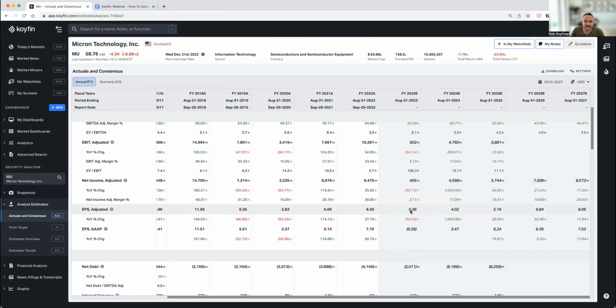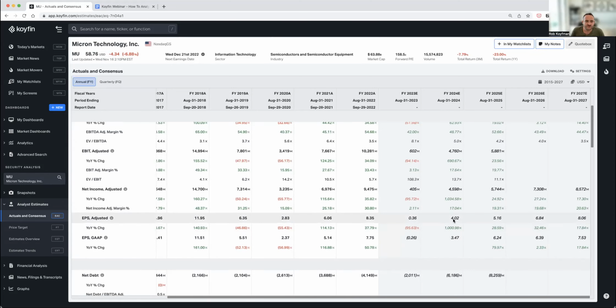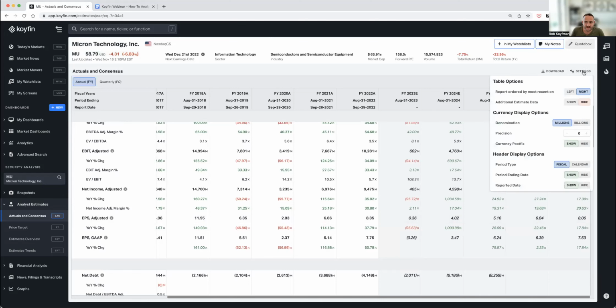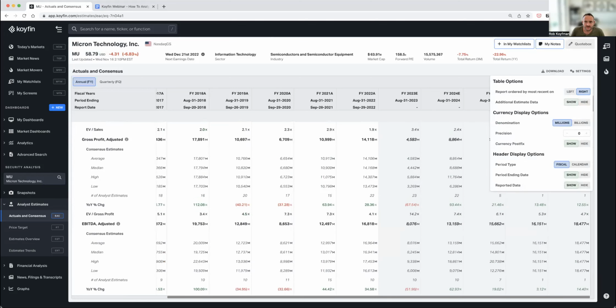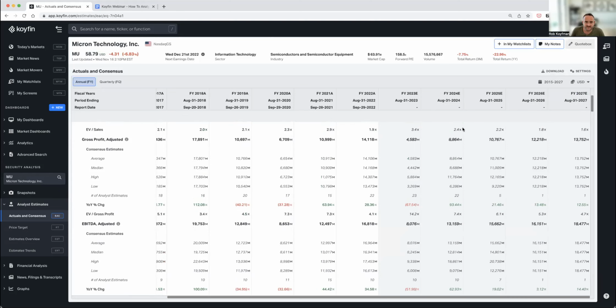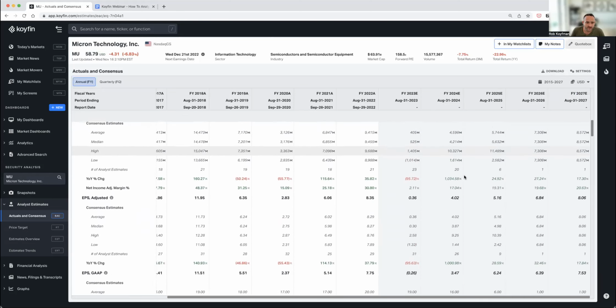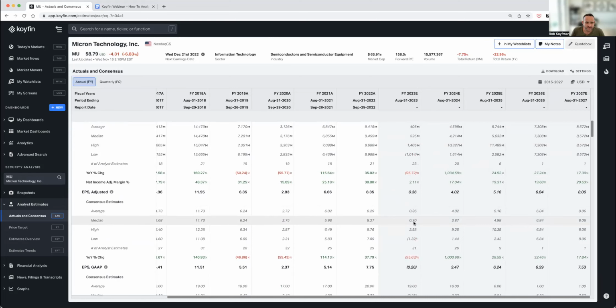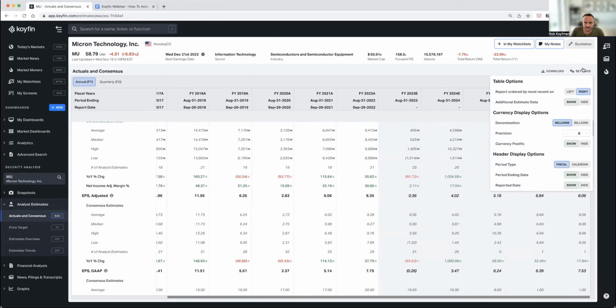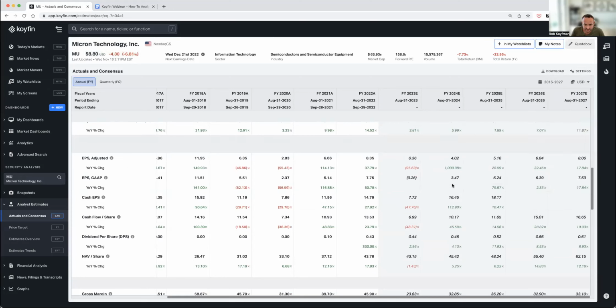So when Goldman Sachs says Micron's going to earn 36 cents a share, whatever it is in 2023, and in 2024 is going to earn $4.02, those are adjusted numbers. So they'll make some adjustments. And here in the settings tab, you can actually show the additional estimates data. Even though we don't have it broken out by bank, we will show you what the average, median, high, and low are. So this gives you a sense of the distribution of the estimates as well, which might be helpful, but that's a lot of details, so you can always hide it.